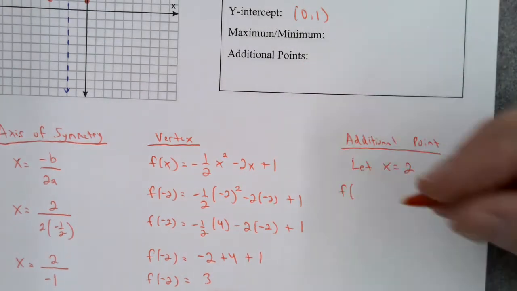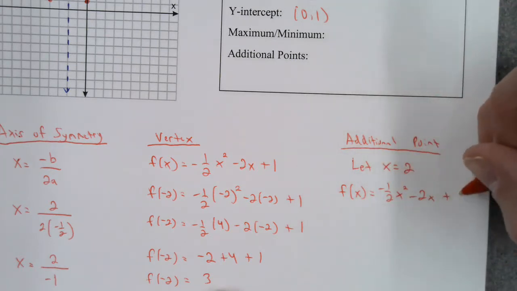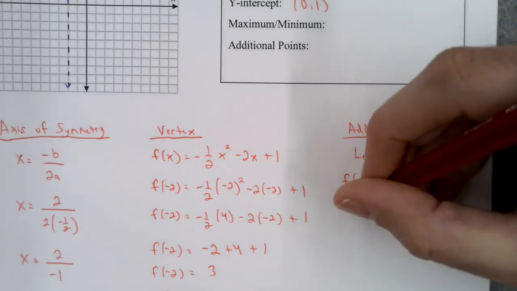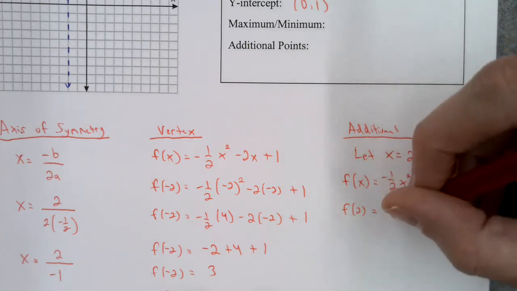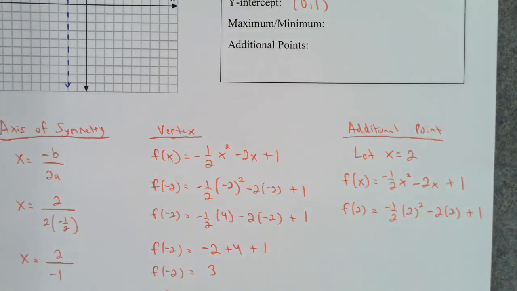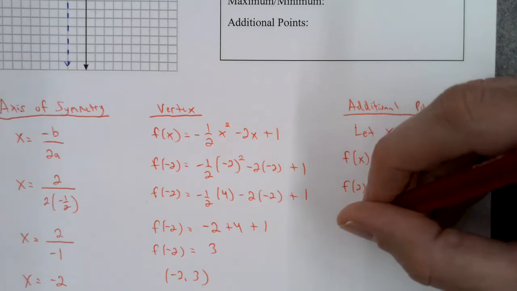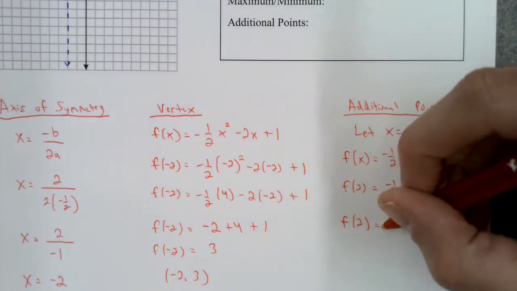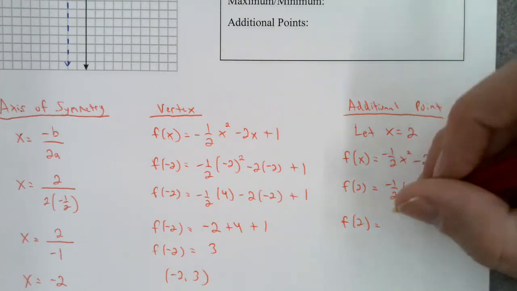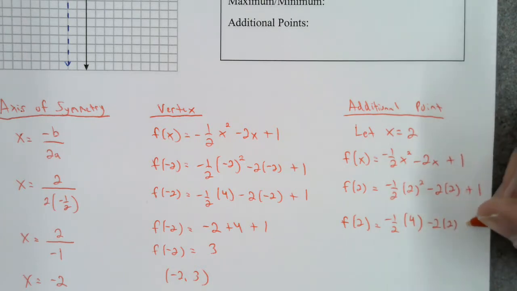So if I recopy the original problem, let's replace x with 2. -1/2 times 2 squared minus 2 times 2 plus 1. Order of operations, exponents next. So 2 squared is 4. All right, so -1/2 times 4, I said, minus 2 times 2 plus 1.